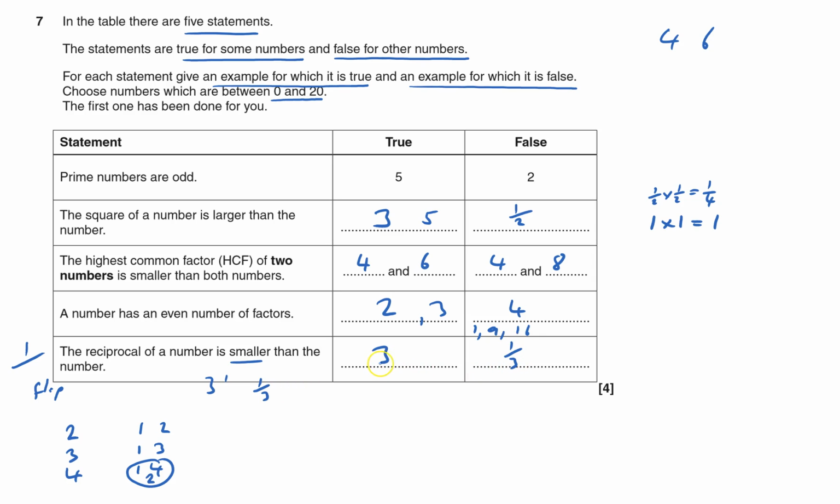And again, anything bigger than 1 will be true for the reciprocal, and anything less than 1 will be false for the number. And a third is between 0 and 20. That's another quite tricky question, but that's 7 done.